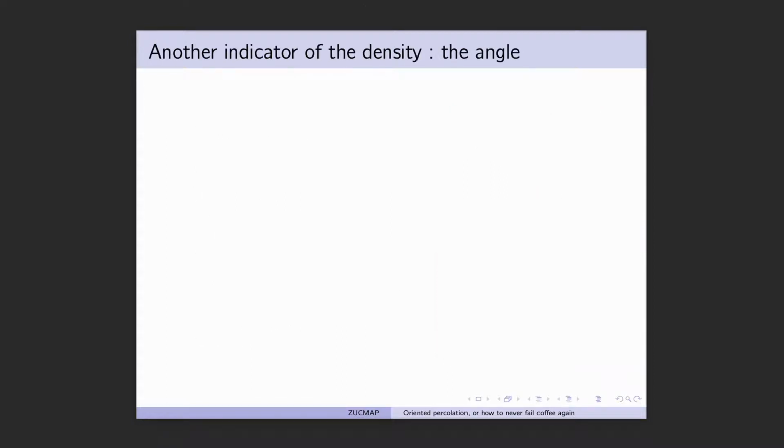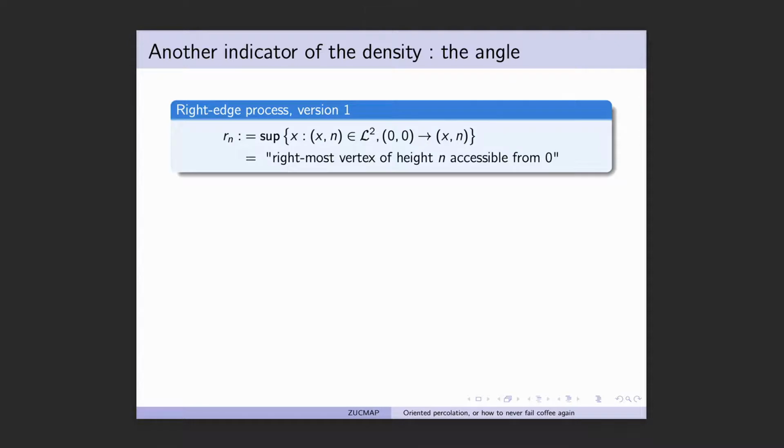Right. So now I want to talk about something else that depends strongly on the value p that we have within our model, which is what we call the angle. For that, we need just a bit more notation, and we'll denote by Rn the rightmost vertex of height n accessible from 0. Before, we had this object chi n 0, which told us which vertices we can access from 0, and this Rn is just the supremum of them.